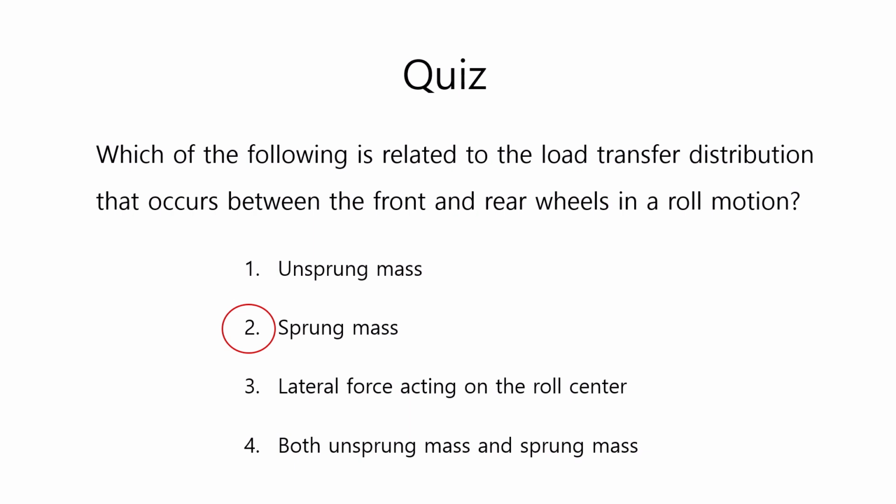Let's find out the answer to the quiz. Which of the following is related to the load transfer distribution that occurs between the front and rear wheels in a roll motion? Number 1. The unsprung mass is not related to the load transfer distribution. Number 2. The sprung mass is related to the load transfer distribution. Number 3. The lateral force acting on the roll center does not cause the sprung mass to roll, so it is not related to the load transfer distribution in roll motion. Number 4. The unsprung mass is not related, but the sprung mass is related. Therefore, the answer is number 2, sprung mass.